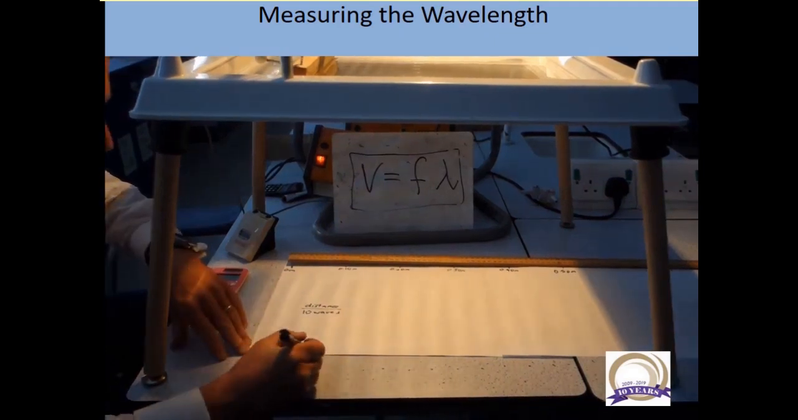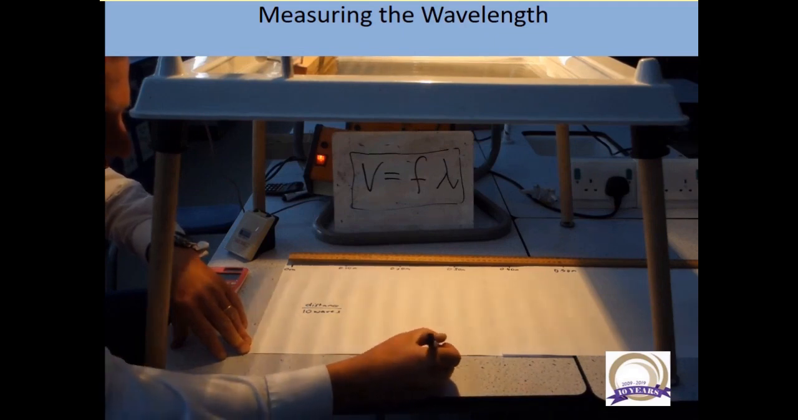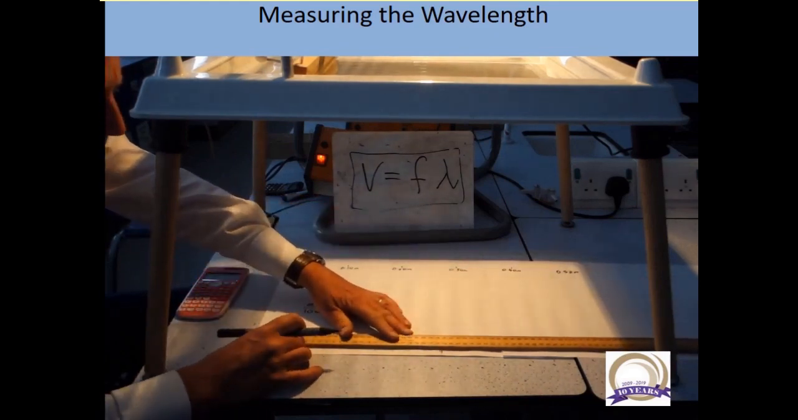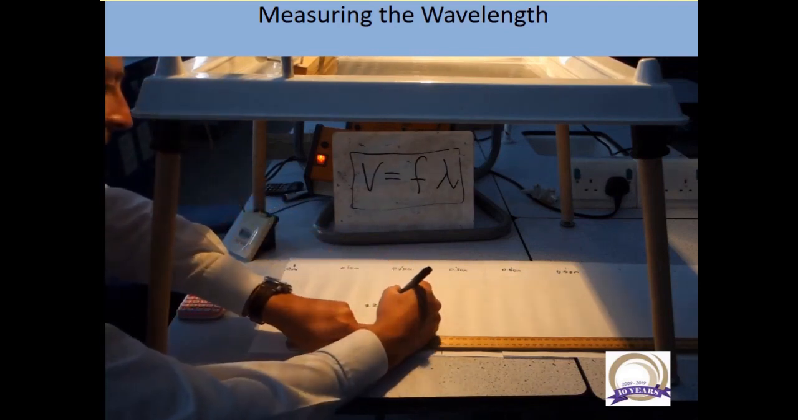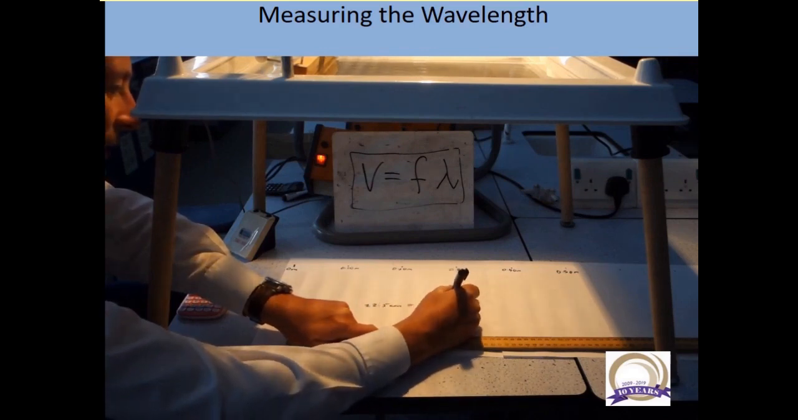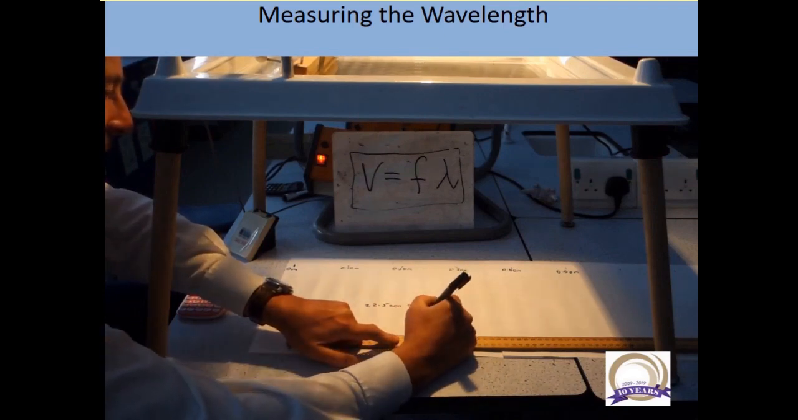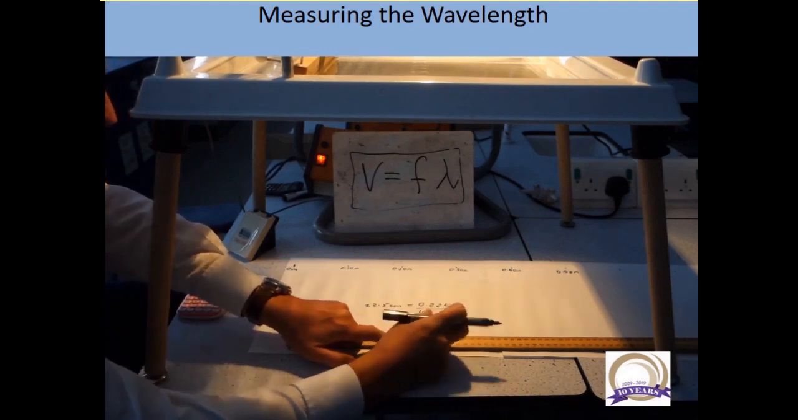Okay. So 3, 4, 5, 6, 7, 8, 9, 10. 10 waves in 22.5 centimetres, put that into metres, 0.225 metres, divided by 10 equals 0.0225 metres, going to three significant figures, which is 2.2 centimetres, seems about right.